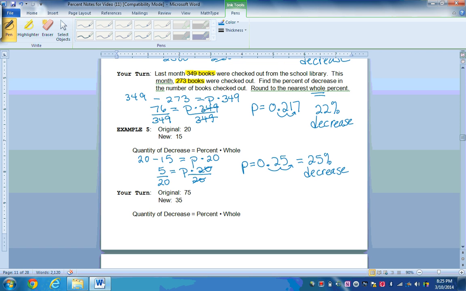All right, let's check and see how you did. We're going to need to do 75 minus 35. That's equal to my percent times my whole, or my original amount of 75. Do the subtraction first, and that ends up being 40.